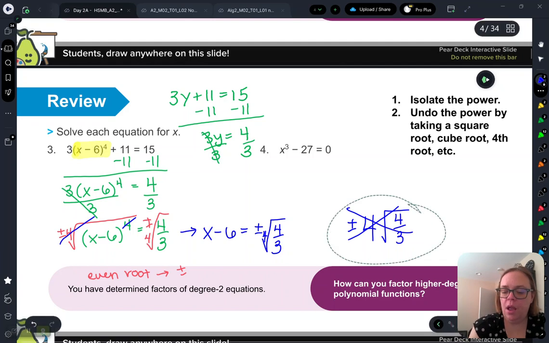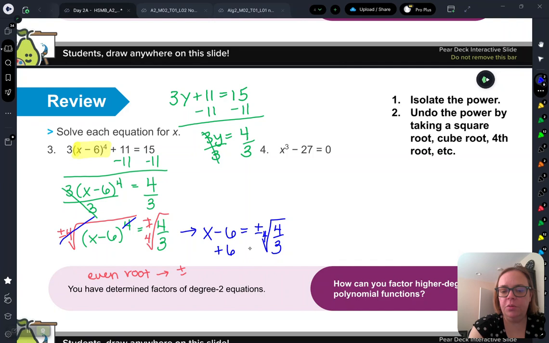Okay. So then what we need to do is add 6 to both sides. And just like before, I'm going to tuck it in front. So our final answer here was x equals 6 plus or minus the 4th root of 4/3.